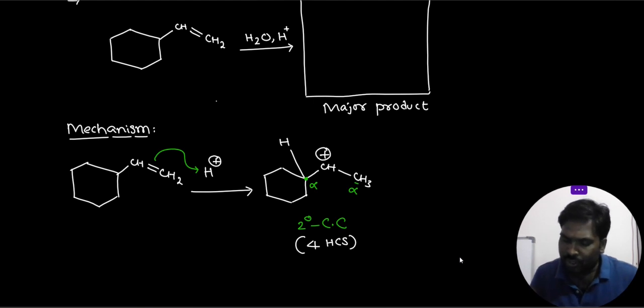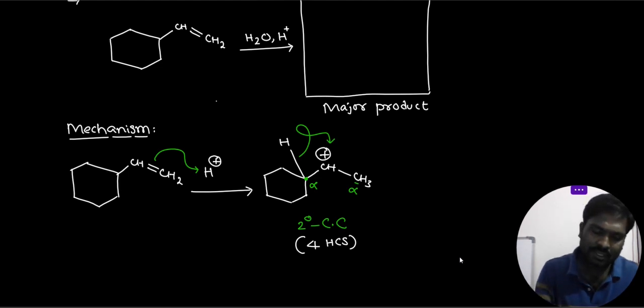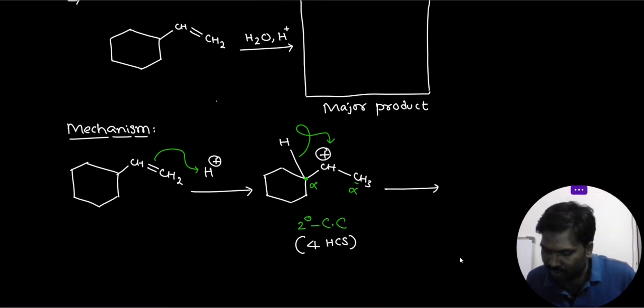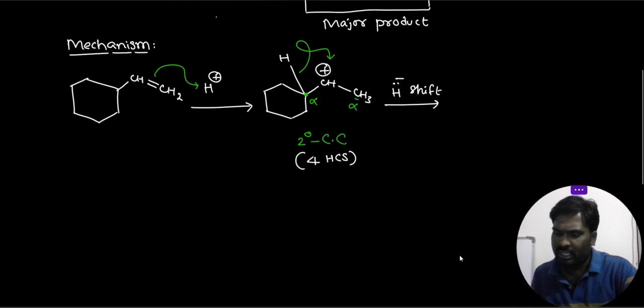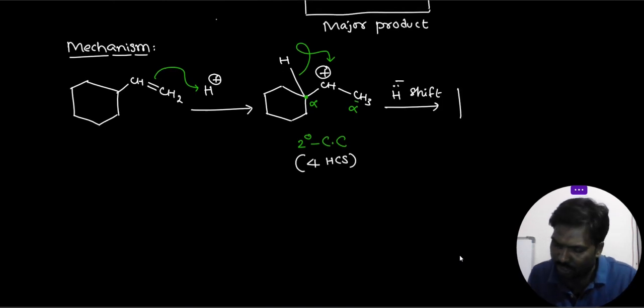Now, you can do a hydride shift. So, hydride shift. Clear? Now which carbocation is generated here?